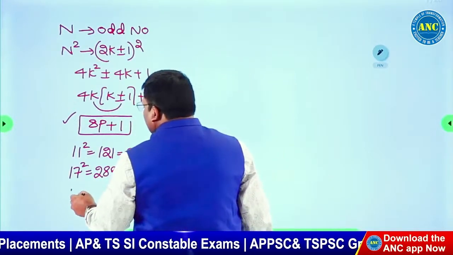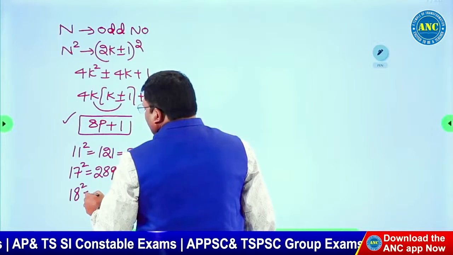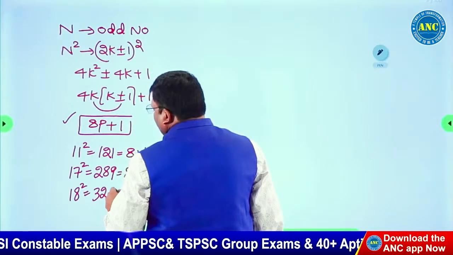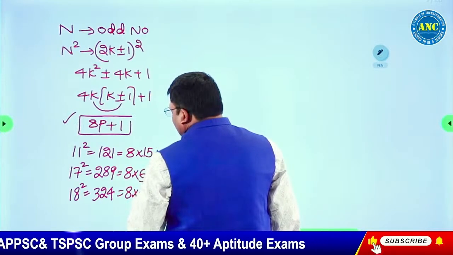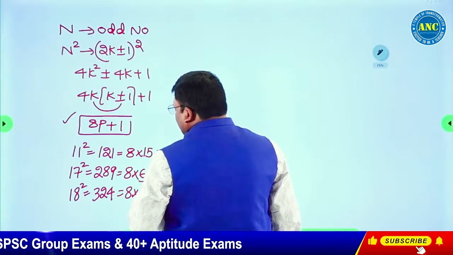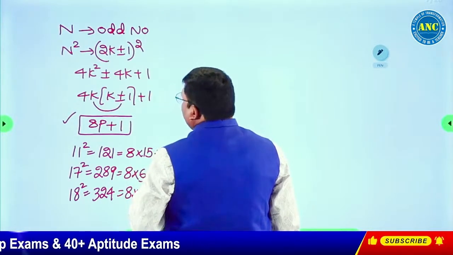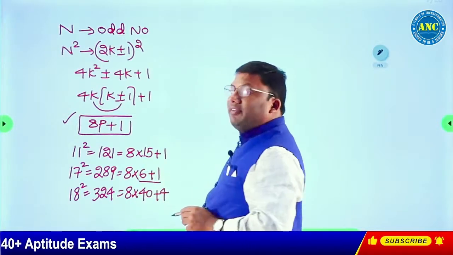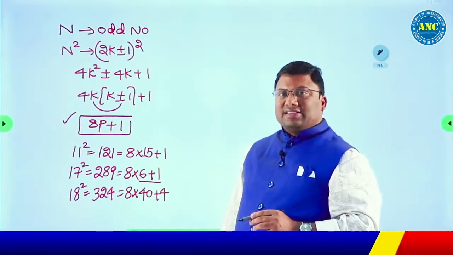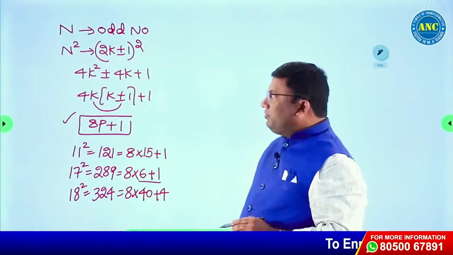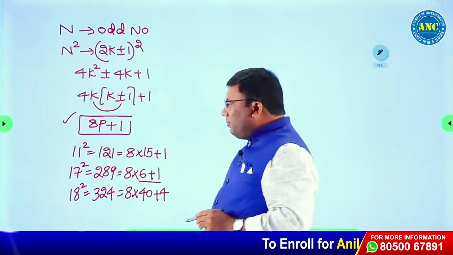Suppose if I take 18 square. 18 square is 324. 8 40s are 320 plus 4. 8p plus 4 definitely will arise. Are you all with me, sir? I hope the idea is very much clear.